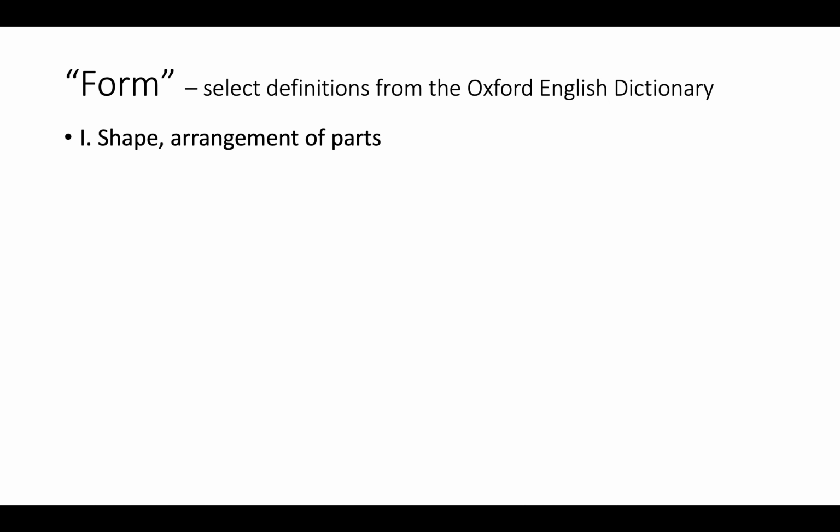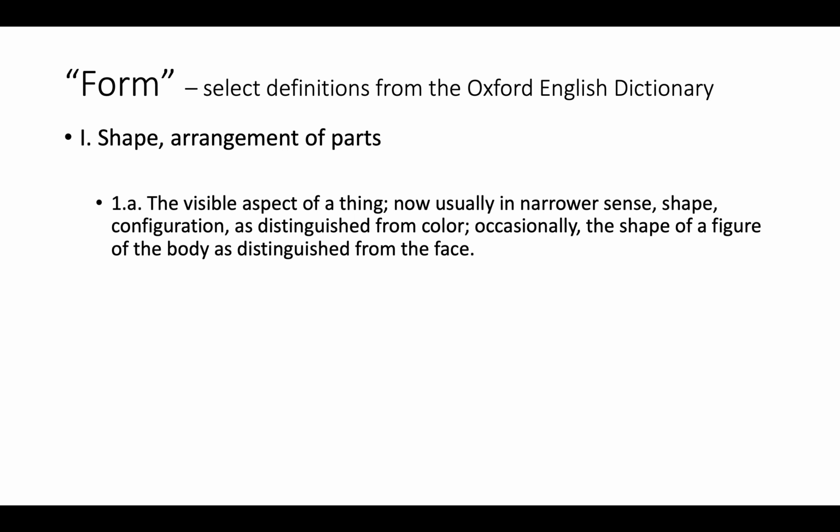If you just look up form, it has various definitions, but I think the ones most important for our class are in this first Roman numeral category 1. Form, most simply, is shape, arrangement of parts. Seems very simple, right? But then things start to get more complicated when you think about these denotations more specifically. 1a: the visible aspect of a thing, now usually in a narrower sense, shape, configuration, as distinguished from color. So not the color of a thing, but its shape, its configuration.